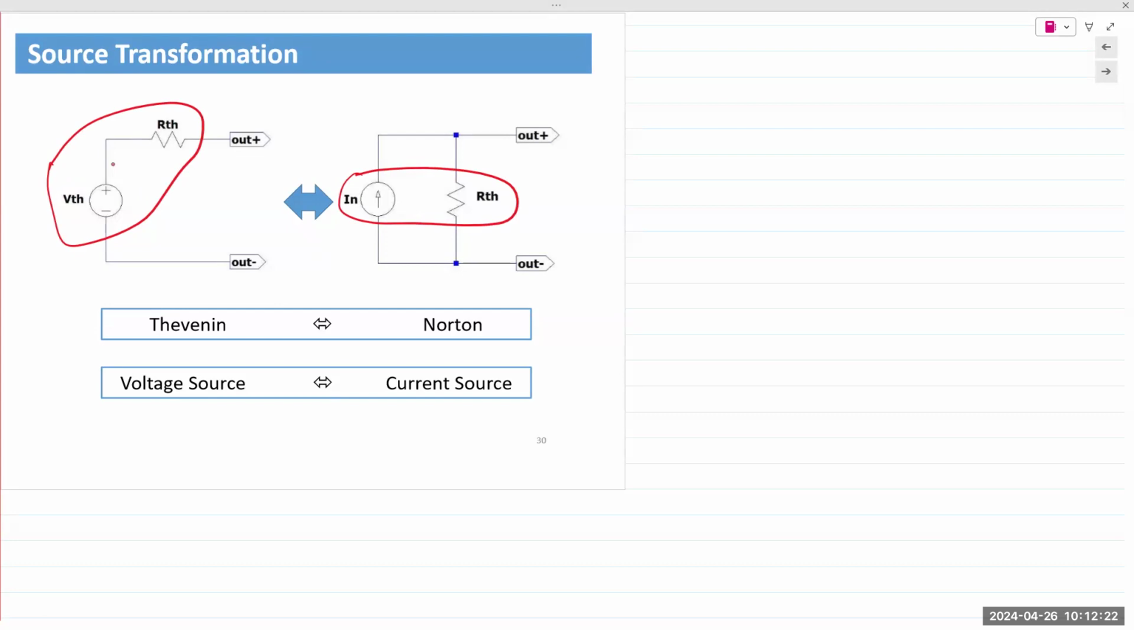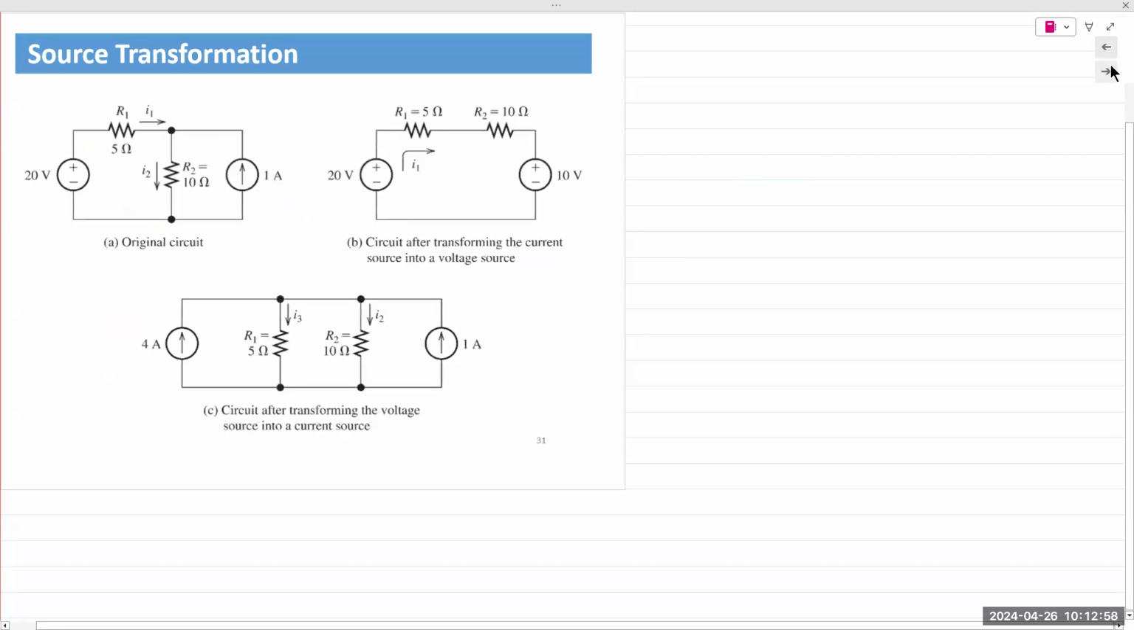Okay. The equation governing the transformation is Ohm's law, because we have VTH is IN times RTH, right? So the equation governing both transforming from voltage to current and current to voltage is simply Ohm's law. Okay, still writing it down.